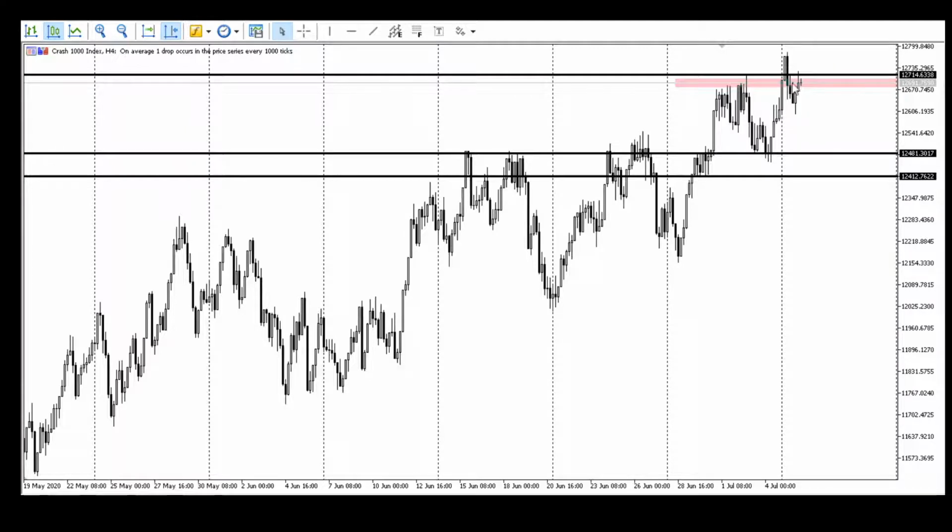And from this range this week, you see this gap here. Last week ended up somewhere here, at this candle here.